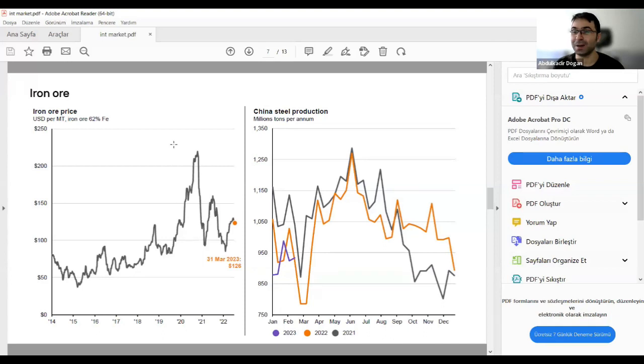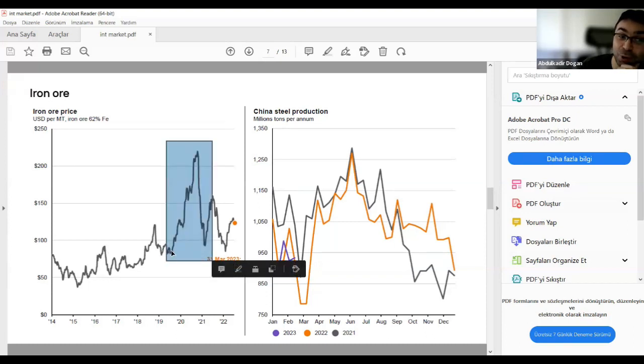As you see here, because of the COVID crisis and because of the Russian war, the iron ore prices increased from $90 to around $220. This is the iron ore cost. What is iron ore? Iron ore is everything.